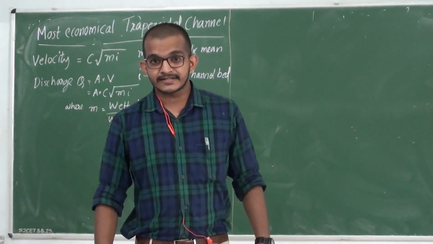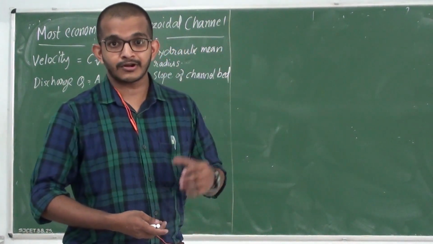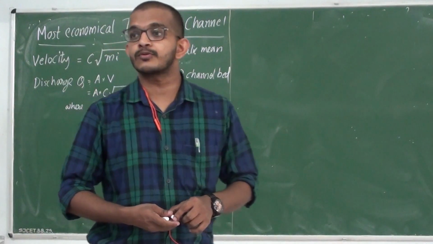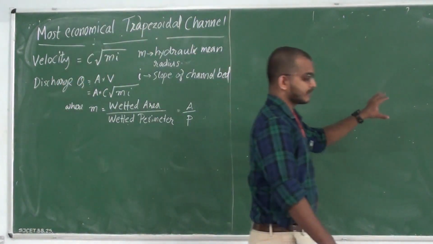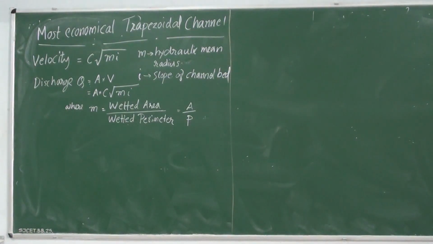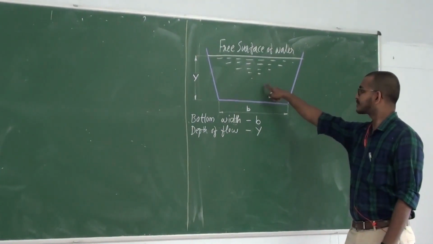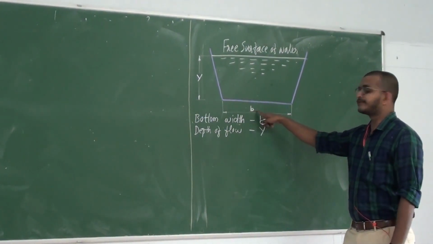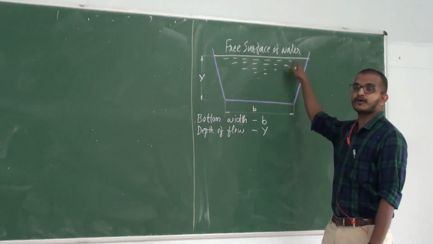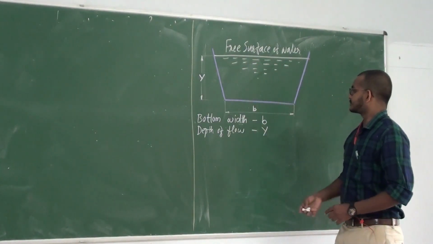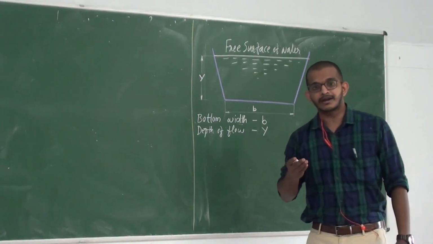In this video, we will be discussing the most economical trapezoidal channel section. Before lockdown, we had already discussed the most economical rectangular channel section. So, here we have the figure of a trapezoidal channel with the bottom width as B and a depth of flow as Y. Here the free surface of water is shown. So, we have to make this channel the most economical one.